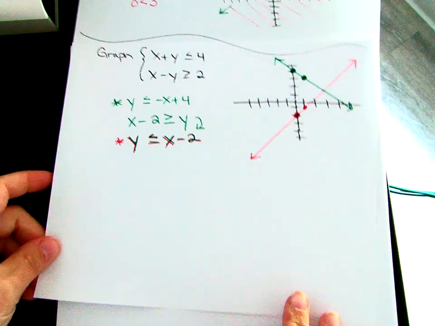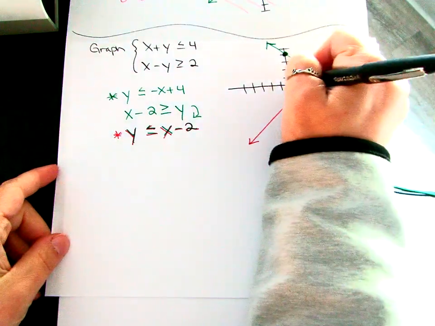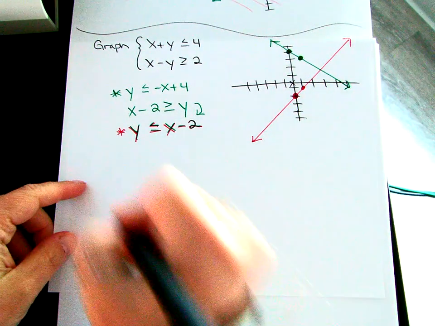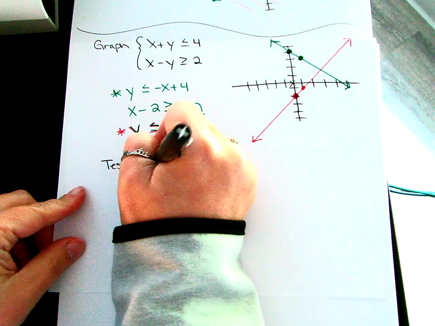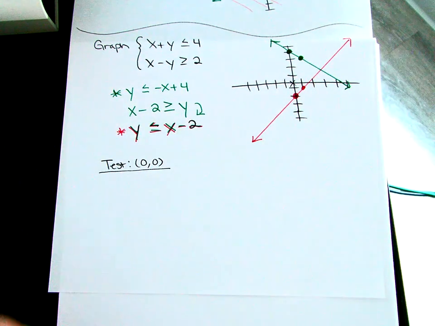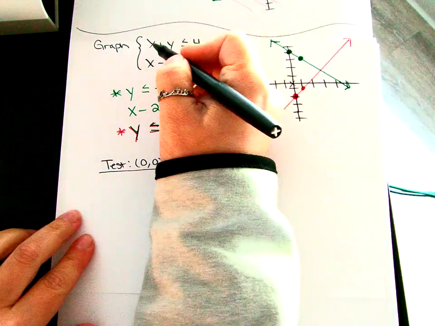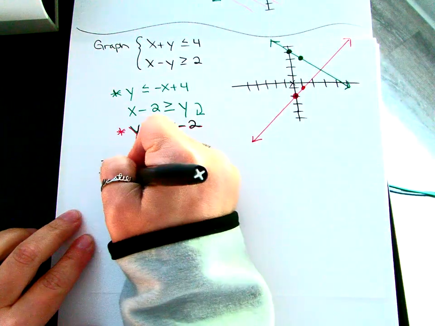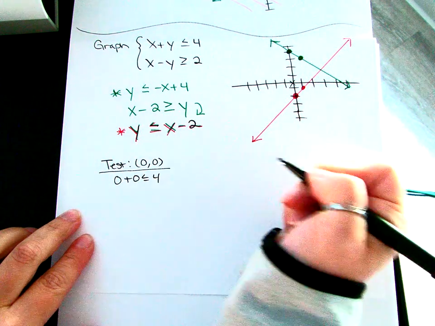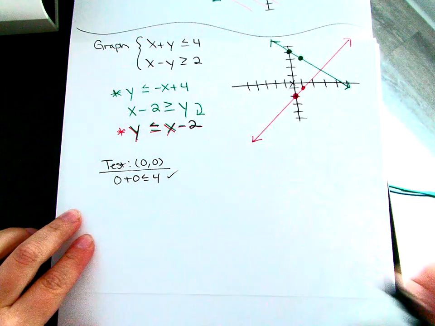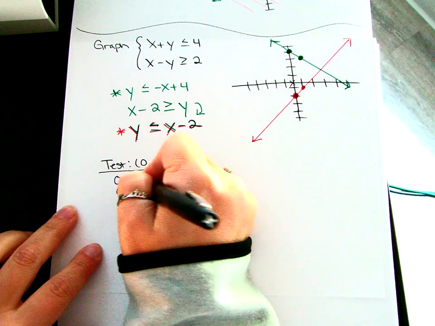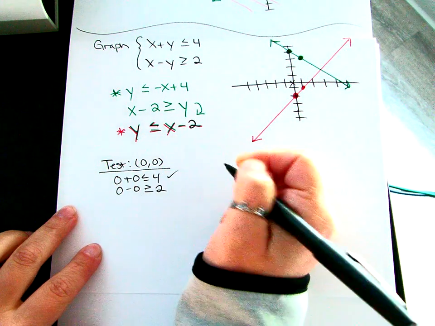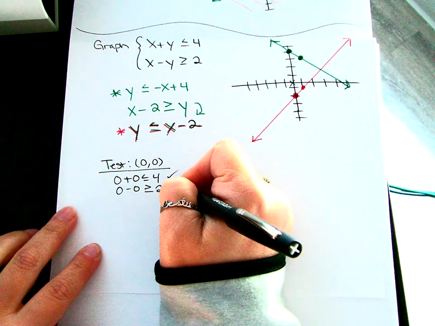I'm going to pick 0, 0, that lies over here, and I'm going to test it. And since we are dealing with a system of inequalities, I'm going to have to test it in both. I can't just test it in one. So if I have 0, 0, 0 plus 0 is less than 4 for this top one. That's true, 0 is less than 4. For the next one, I have 0 minus 0 is greater than or equal to 2. So is 0 greater than 2? Nope. So this one's out.